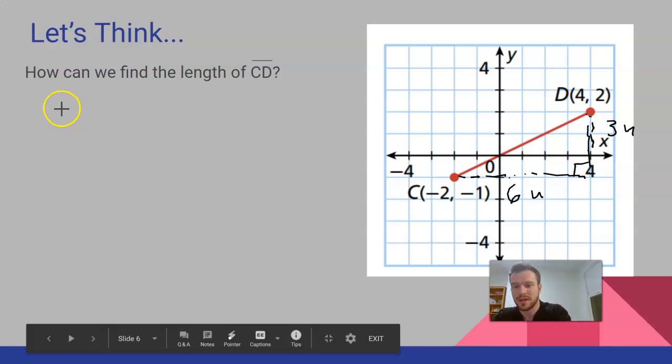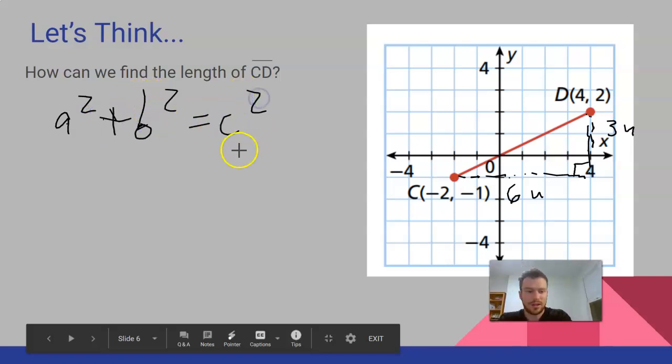So what I'll say, I'm not going to worry about the u here just yet. I'm going to use the Pythagorean theorem. a squared plus b squared equals c squared. And I can just substitute in. I'll say a squared is 6 squared. I'm saying a is 6. So 6 squared. And b is 3.